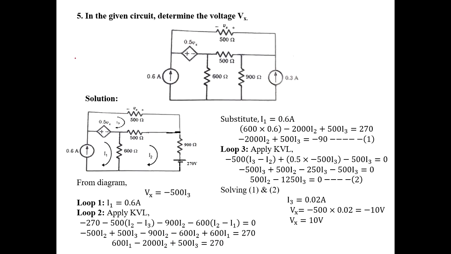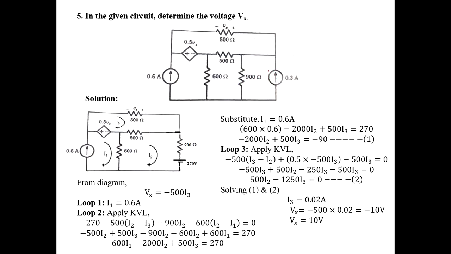Next problem: in the circuit, determine the voltage Vx. Here first we have to check whether our circuit has voltage or current sources. Here we have a current source. We can't convert this into voltage because there is no parallel resistor. And then here we have a voltage source. Here we have a current source, but we can convert this current into voltage, because in parallel it has a resistor.